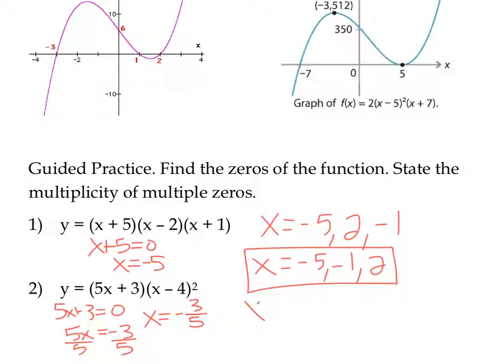X equals 4 is another solution, and it's got a multiplicity of 2. It's a double root. Because of that squared here, that means this root is a double root. It's got a multiplicity of 2. So x equals 4 is a root twice. If this was x minus 4 to the third power, it would have a multiplicity of 3. So we want to be able to recognize where we have that.